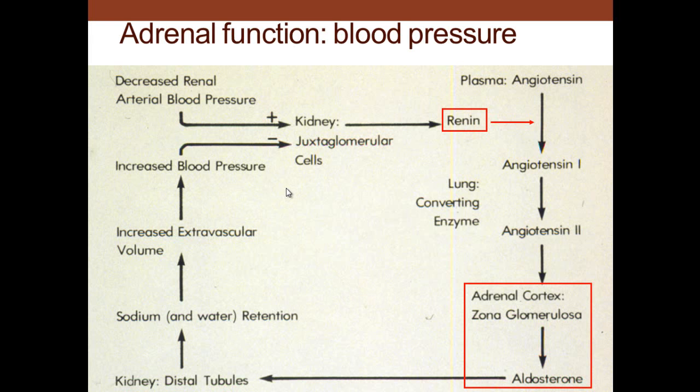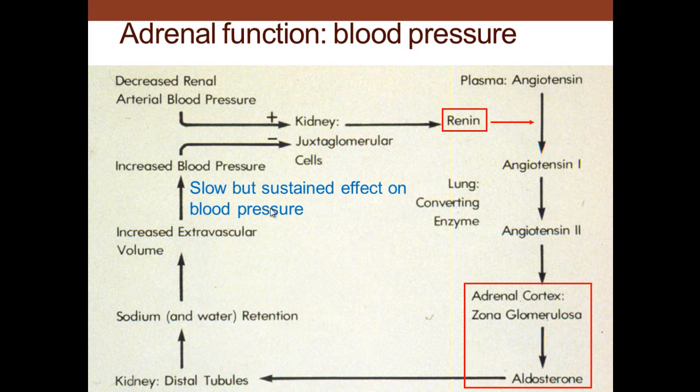So here we can see the effect of aldosterone on blood pressure. From the kidney, you're going to have renin produced. Renin causes angiotensin 1 to go to angiotensin 2, which acts on the cortex of the adrenal, and that causes the zona glomerulosa to produce aldosterone. Aldosterone acts on the distal tubules. So you have a slow but sustained effect on blood pressure because aldosterone causes a reabsorption of salt that increases extracellular volume, increases blood volume, and ultimately increases blood pressure.